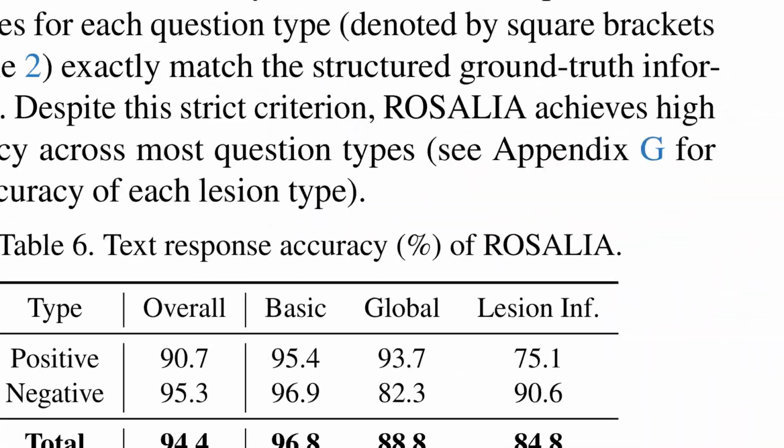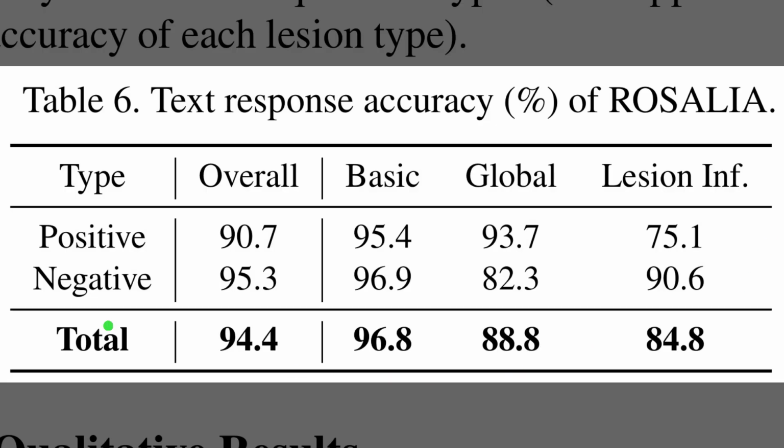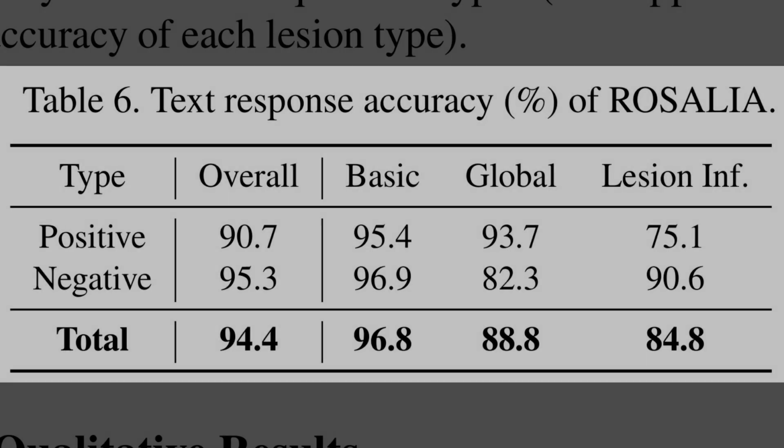Table 6 shows how often Rosalia answers the text part of each instruction correctly, which matters because the model must both talk and segment well to be useful. The table reports accuracy for positive questions that expect a lesion and negative questions that expect absence. For basic prompts, accuracies stay around 97%, while global questions remain close to 90%. Lesion inference questions, which require naming the lesion type, are harder but still reach about 85% overall. These high values indicate that Rosalia usually gives precisely structured, reliable text responses across instruction styles.